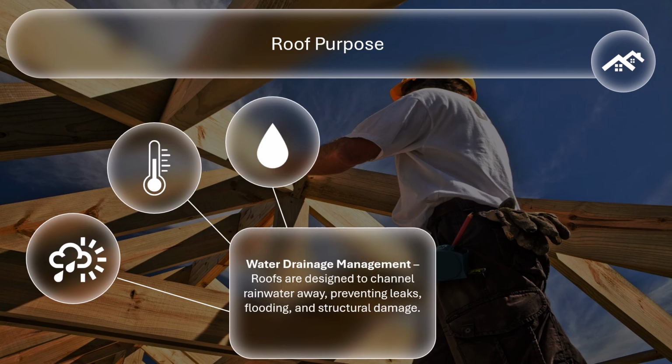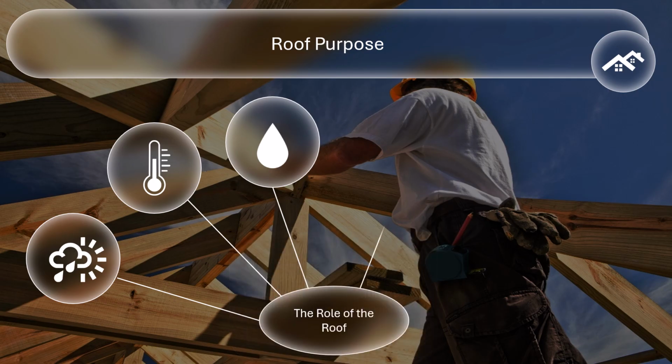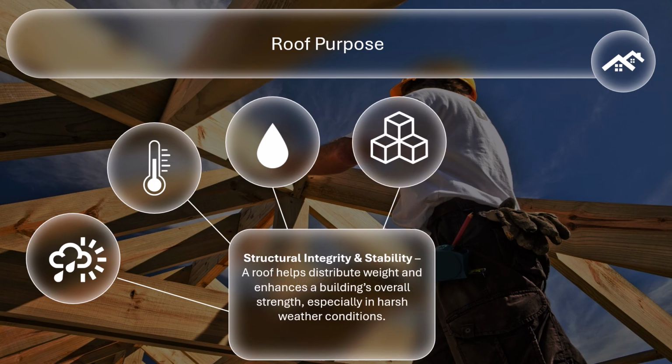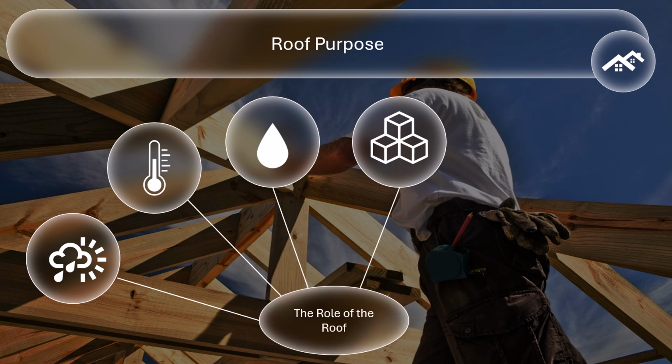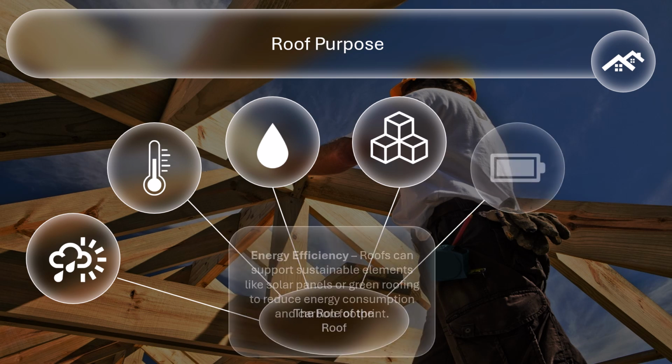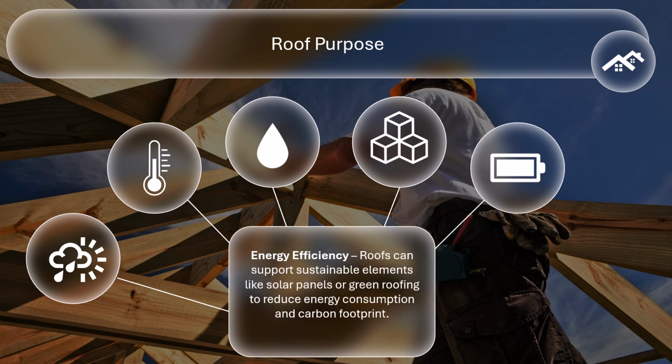Water drainage management. Roofs are designed to channel rainwater away, preventing leaks, flooding, and structural damage. Structural integrity and stability. A roof helps distribute weight and enhances a building's overall strength, especially in harsh weather conditions. Energy efficiency. Roofs can support sustainable elements like solar panels or green roofing to reduce energy consumption and carbon footprint.